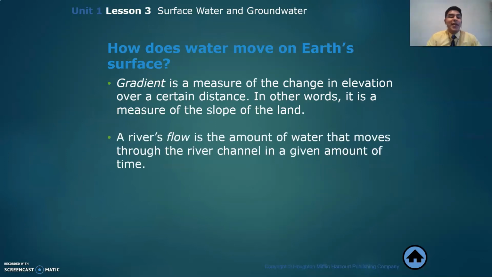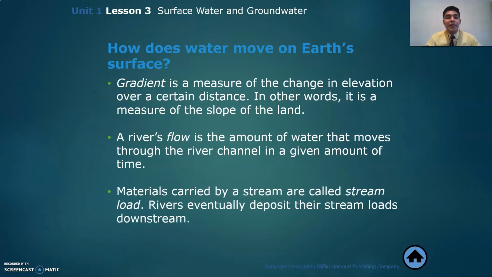A river's flow is the amount of water that moves through the river channel in a given amount of time. So how much water is going to go through the river or through the body of water? Materials carried by a stream are called streamloads. Rivers eventually deposit their streamloads downstream. So the materials that it is carrying, such as rocks or plant particles, are what we call streamloads.